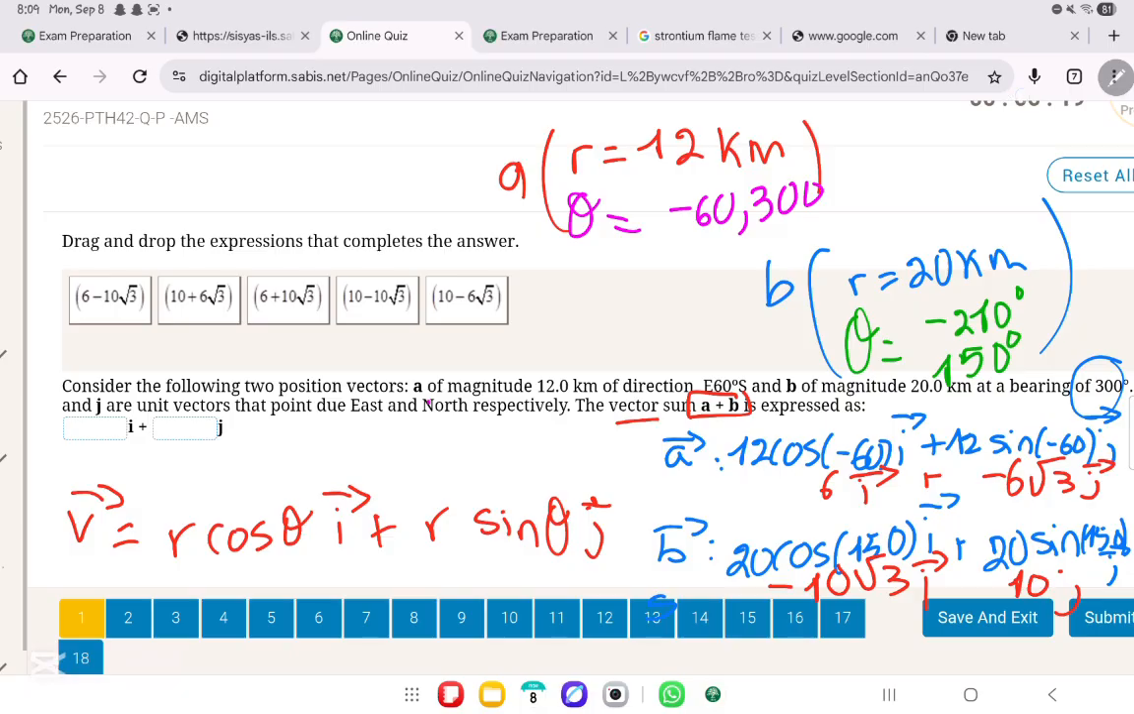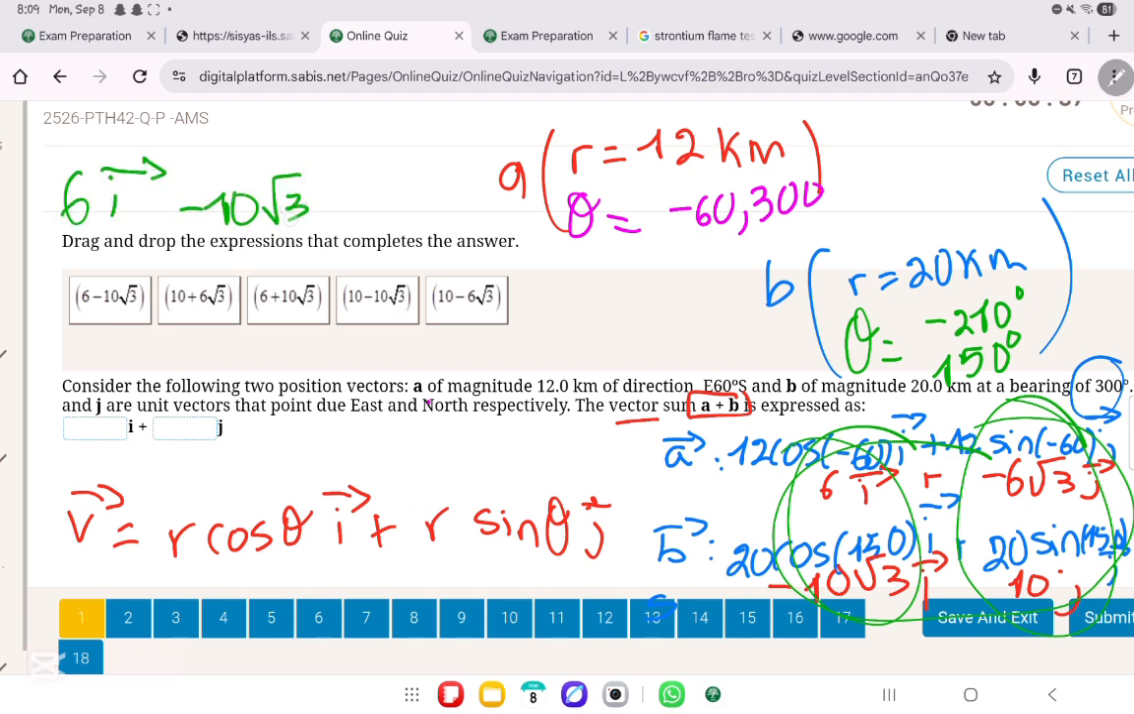Now, what do they need? They need the vector sum of a plus b. So what will we do in this case? We will add a and b. You can add the i with the i and the j with the j. So what will you get? You will get 6i minus 10 radical 3i.